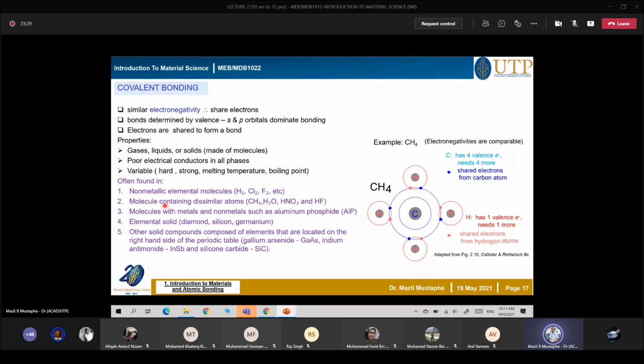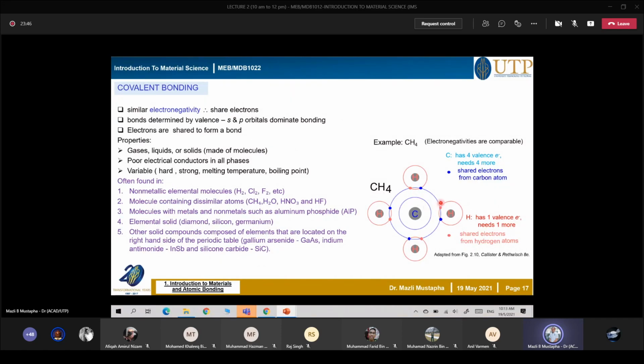Molecules containing dissimilar atoms, like this one, CH4, methane. This is a classical example. When they share the electrons, it means that they have the complete electronic configuration. That's why they can form the covalent bond.